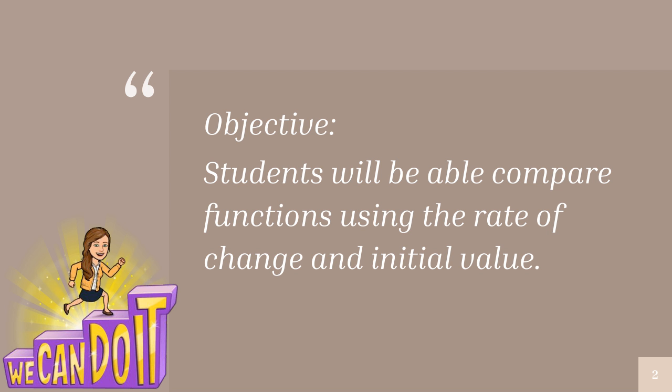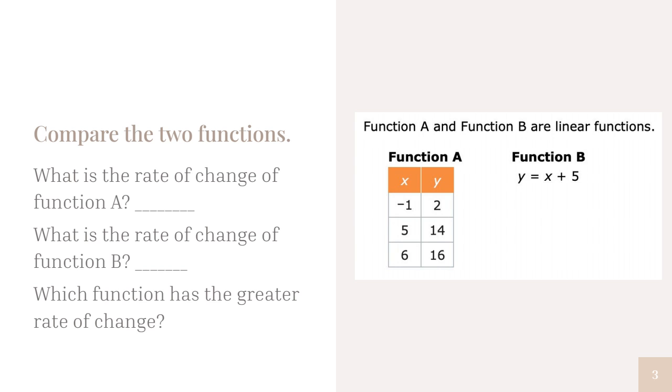And our objective for today is that students will be able to compare functions using the rate of change and the initial value. And remember that the rate of change is the same thing as the slope, and the initial value is the same thing as the y-intercept. So really, we know how to do this already. It's just kind of taking it one step further, and we're going to compare them with functions that are represented in different ways. So for this first example, we have function A and function B are linear functions.